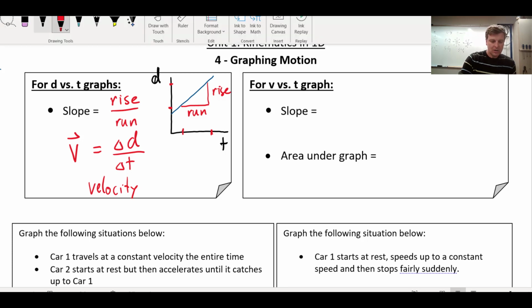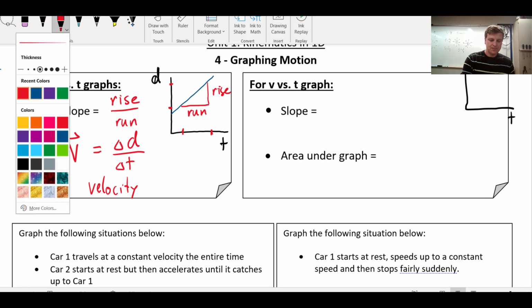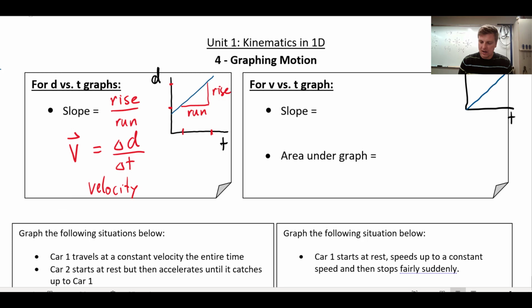So another thing we can do is take a look at a velocity versus time graph and look at how velocity changes with time. If I have a velocity time graph, then things are a little bit different. Suppose I have a velocity versus time graph, and in this case, maybe this is a straight line going up this way.